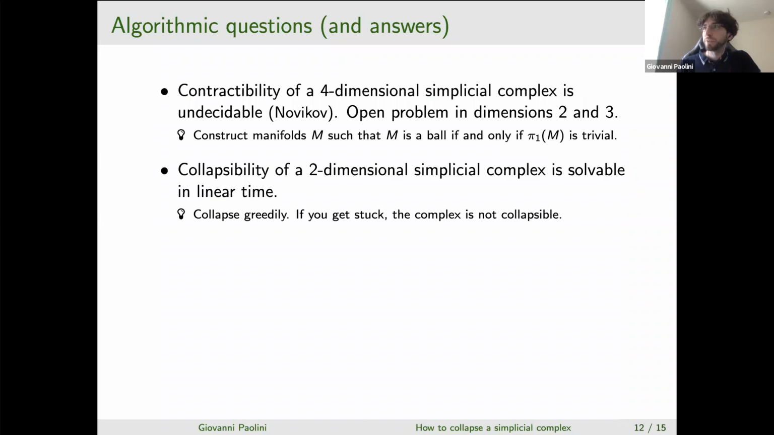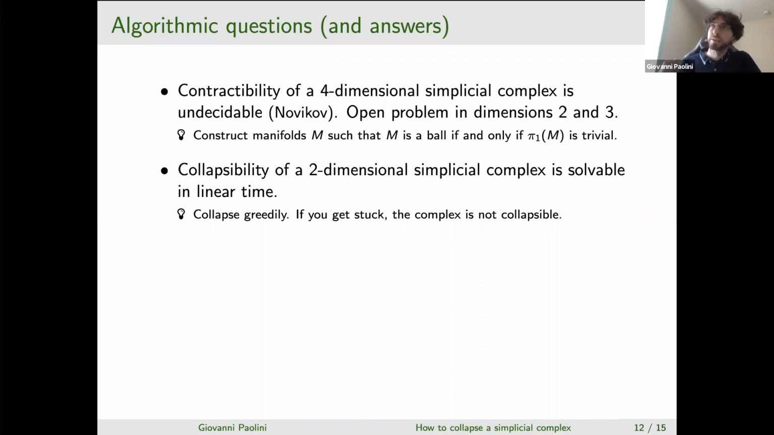But what about collapsibility? Well, a little bit of good news is that if you have a 2-dimensional simplicial complex, then you can check if it is collapsible in linear time. And it is actually quite easy to see this. The idea is that every time you have a free face, you just collapse it. And if you ever get stuck, then it was not your fault, but the complex was itself non-collapsible from the very beginning. And why is that?